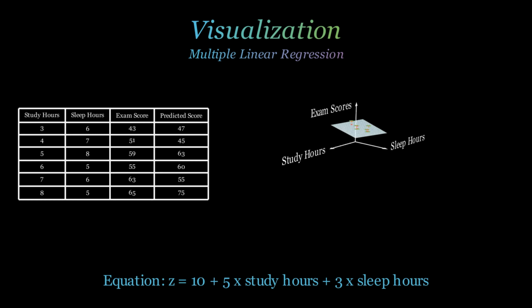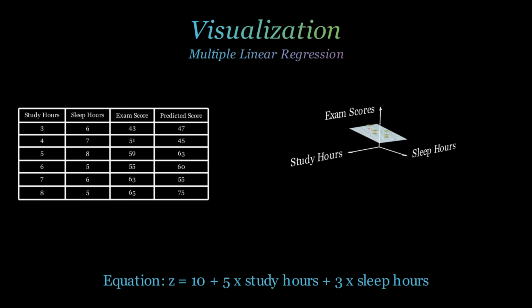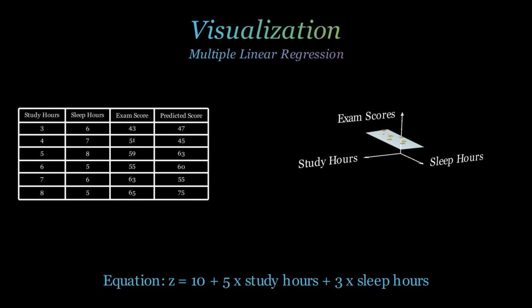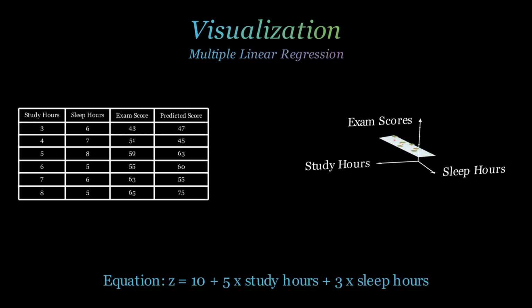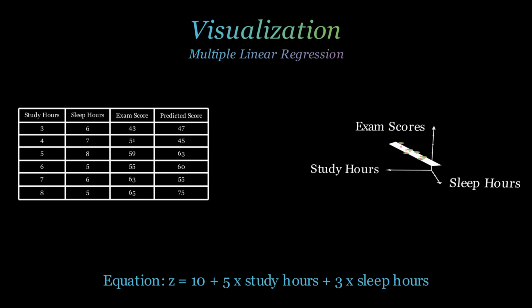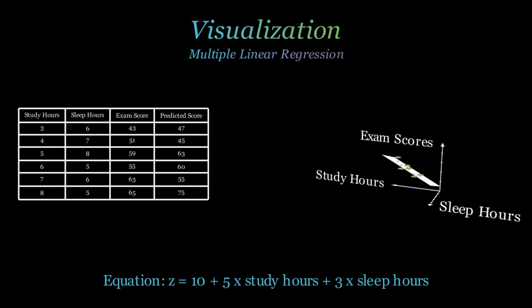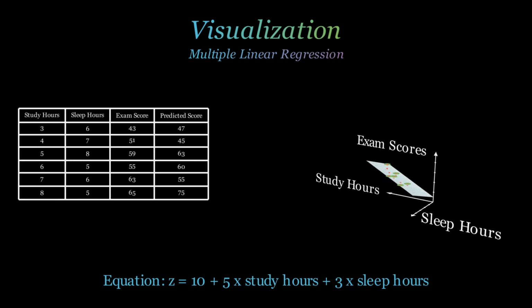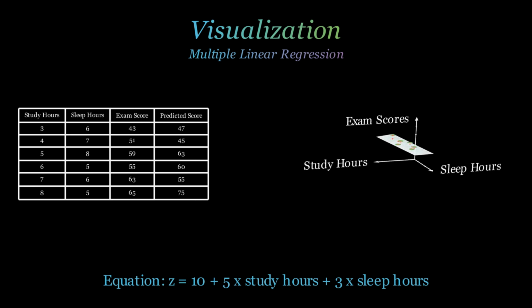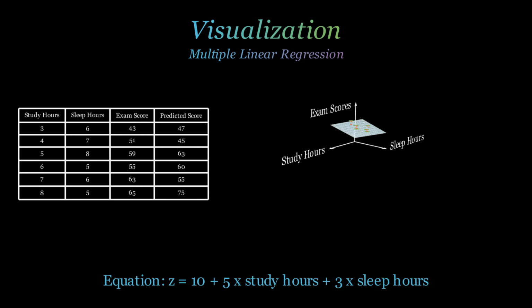To evaluate the model's accuracy, we use residuals, which are the vertical distances between the actual scores and the predicted plane. These distances are shown as red dashed lines. Residuals are the gaps between the predicted and actual values. These red lines show how far the predictions are from reality, helping us understand the model's accuracy.